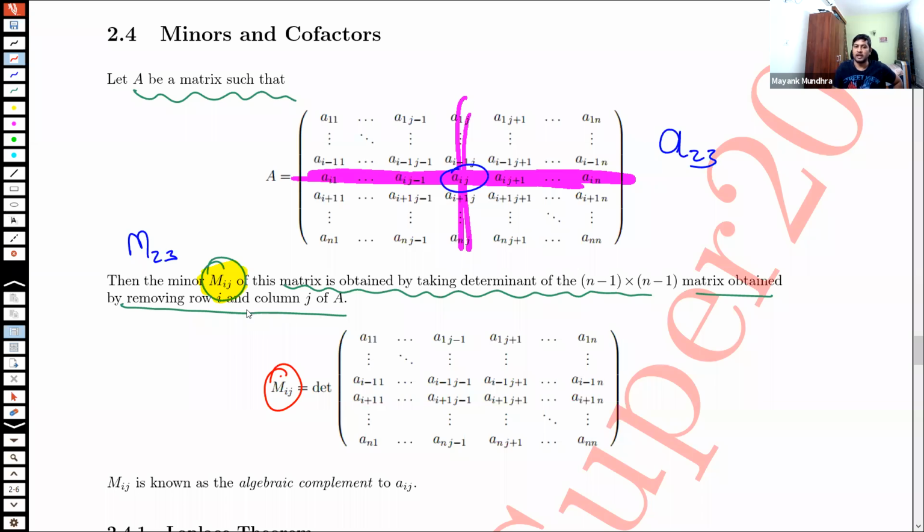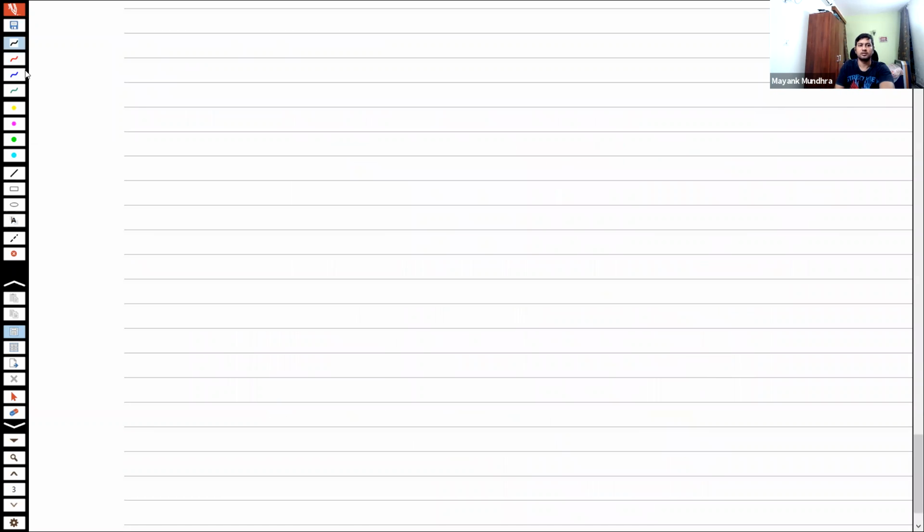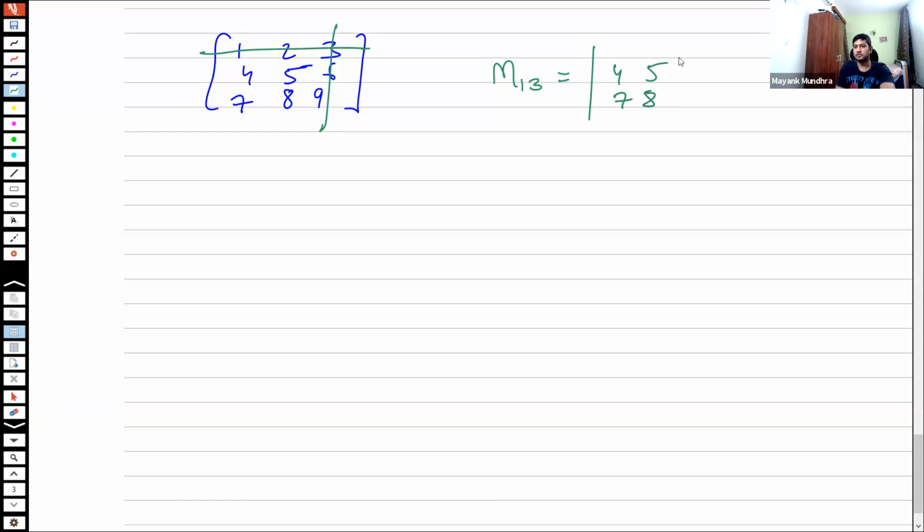Okay, so M2,3. Suppose I give you a simple matrix 1, 2, 3, 4, 5, 6, 7, 8, 9, and then I ask you to find the minor of 1, 3. So what you'll do is you remove the first row and the third column. And the remaining matrix you'll take the determinant of: 4, 5, 7, 8. So that determinant is going to be 4 8s are 32 minus 35. So that's minus 3.